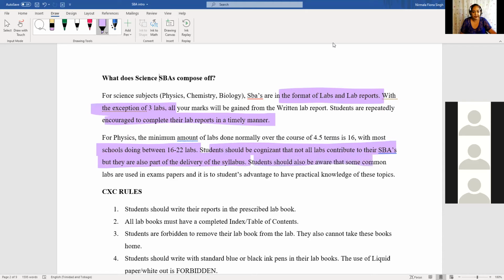Students should also be aware that some common labs are used in exam papers, and it's to the student's advantage to have practical knowledge of these topics, as I just said.